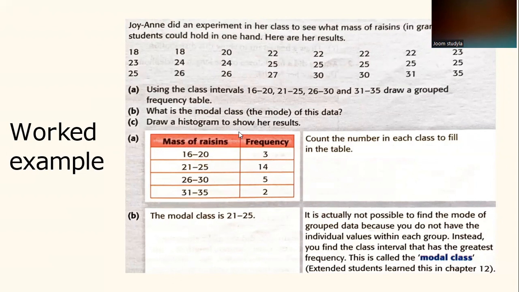What is the modal class? The mode of this data. Okay, the modal class. It is actually not possible to find the mode of group data because you do not have the individual values within each group. Instead, you will find the class interval that has the greatest frequency. So if you can see here, the class interval that has the greatest frequency is 21 to 25. They call it the modal class. This was already taught to you in chapter 12 about modal class.